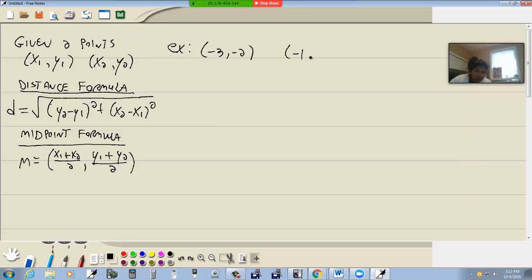Let's say I had this problem. I'm given these 2 points here, -3, -2, and -1, 5, and I want to find the distance and the midpoint between these 2 points. Well, first thing I got to do is label the points. This is my first point, so I'll label this as x1, y1. This is my second point, so I'll label this as x2, y2. It actually does not matter which one you specify as your first point, which one you specify as your second point. It works out either way.